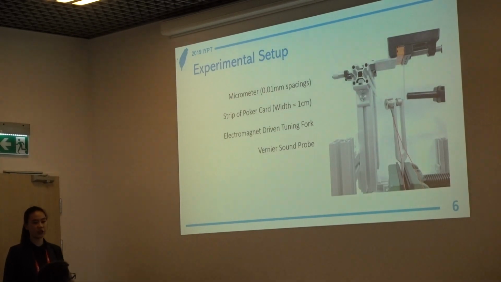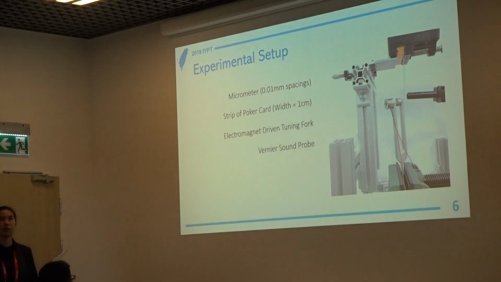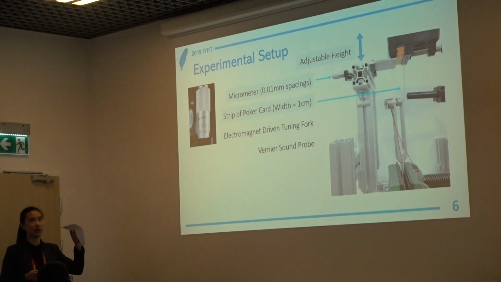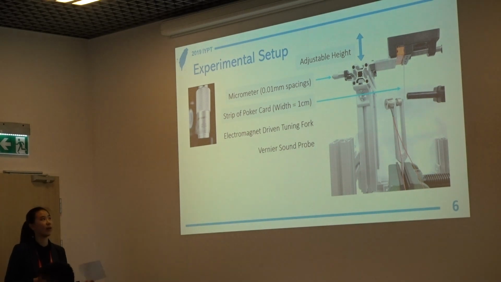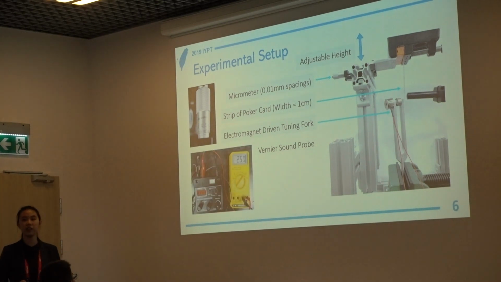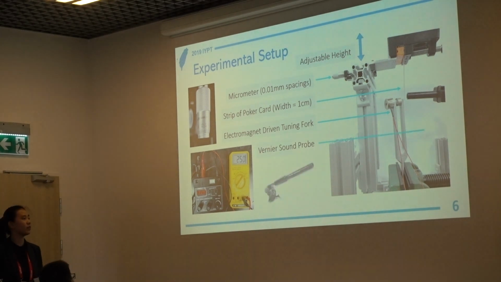And in order to maintain a constant strength of contact between the tuning fork and paper, we use a micrometer to adjust the distance between our 1 centimeter wide poker card and the tuning fork. Our experiment apparatus also has an adjustable height, so we can control the contact point between the tuning fork and the paper. And we use an electromagnet to drive our tuning fork in order to prevent the decay of the tuning fork and to further control our initial condition. Then we use a Vernier sound probe to test the resulting frequency of our undertones.